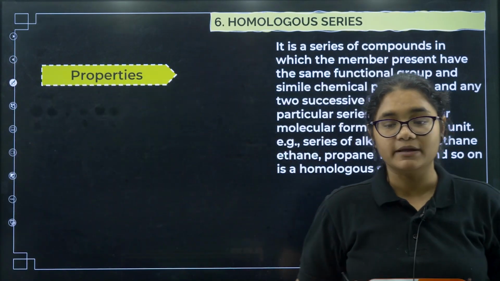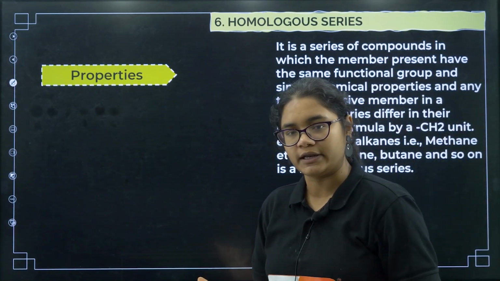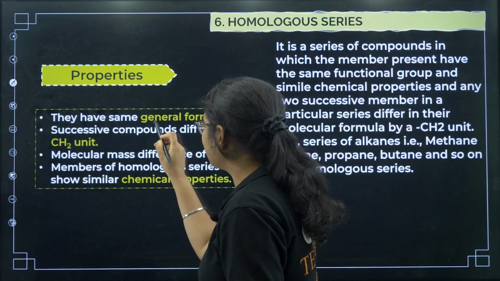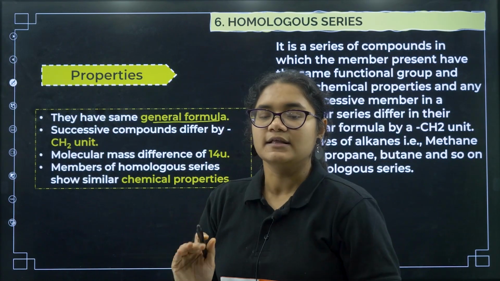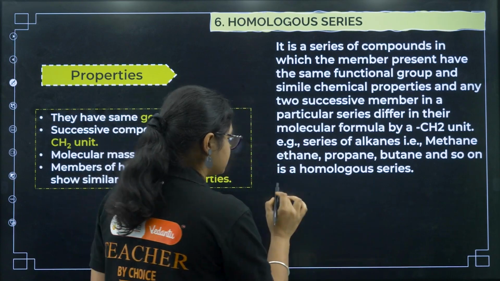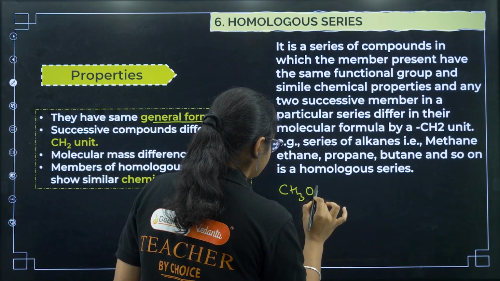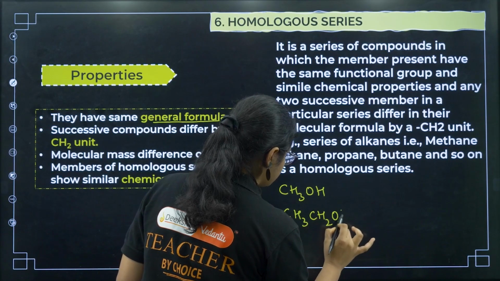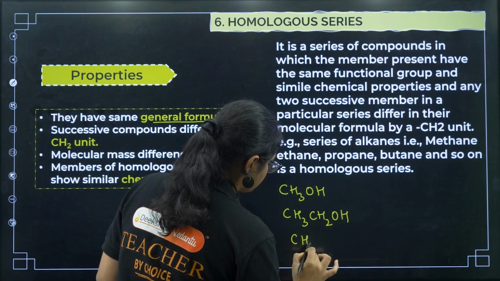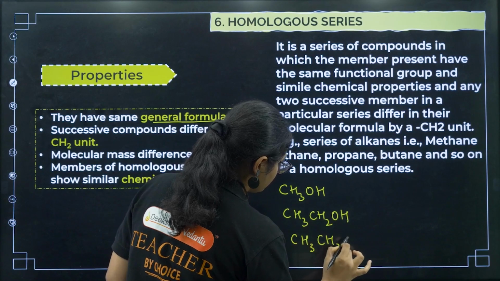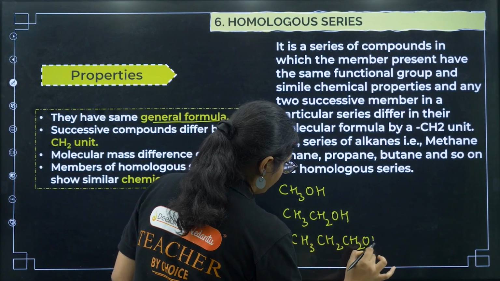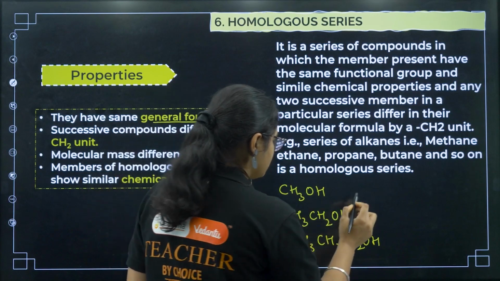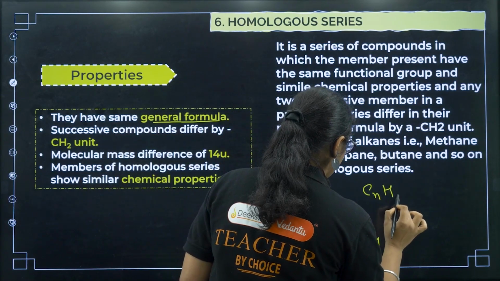This can be asked in the exam, so you should know 2 to 3 properties of homologous series. The first one is that they have the same general formula. For example, I have a homologous series of CH3OH, CH3CH2OH, then CH3CH2CH2OH, right? So what is the general formula for this one? I can write CnHn.